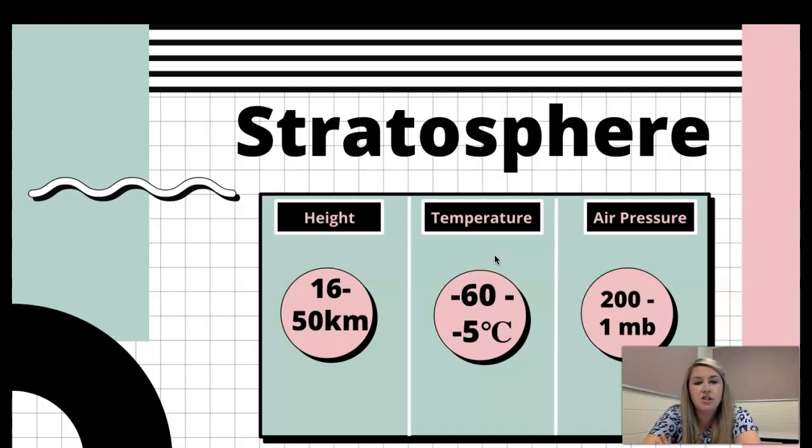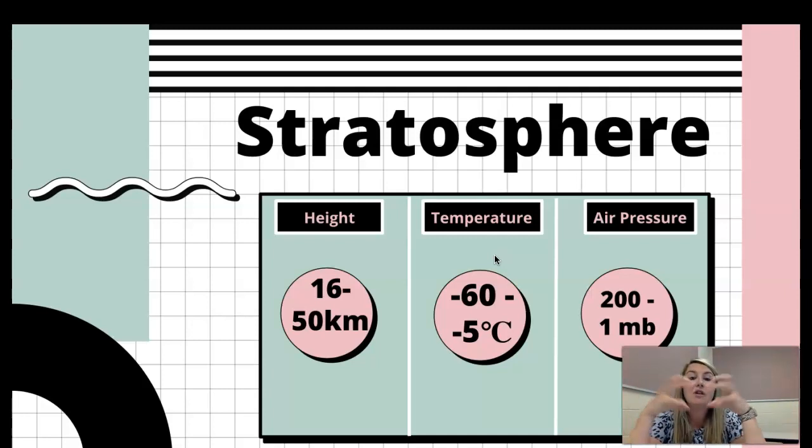The next layer is the stratosphere, and it's very important that you remember that this is the layer that has the ozone layer in it. That ozone layer is very important for protecting us from harmful UV rays. All of these ultraviolet rays coming down can typically be bounced back up by the ozone layer and not make it all the way down to the surface where they can harm us. So the ozone layer is very important, and it is found in the stratosphere.